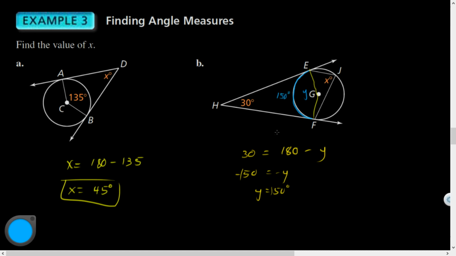How do I relate that to x? X is going to be half of it. Right? Because x is an inscribed angle that intercepts that arc. It is half of its measure. So x is 75. That's a good problem. That's pulling in a few skills for you there.